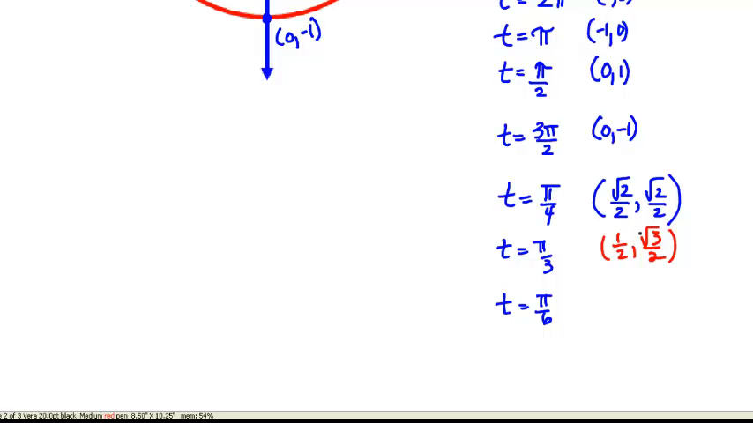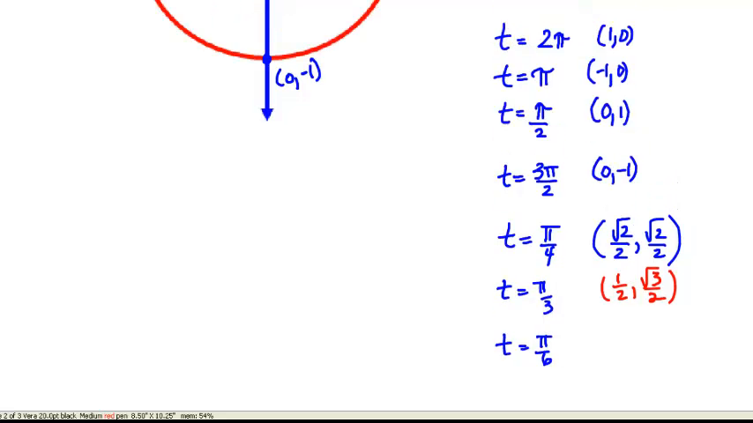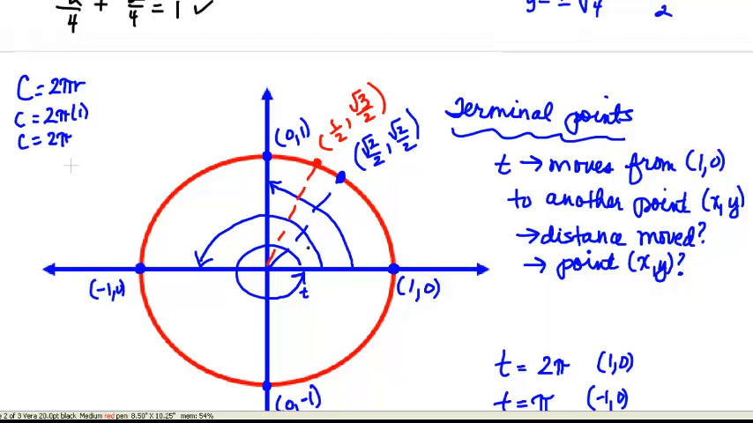And then what about pi over 6? Well, pi over 6 is cutting this upper half circle into sixths, and so we would actually get this here is pi over 6, and the point on the unit circle is going to be square root of 3 over 2, 1/2. Okay.